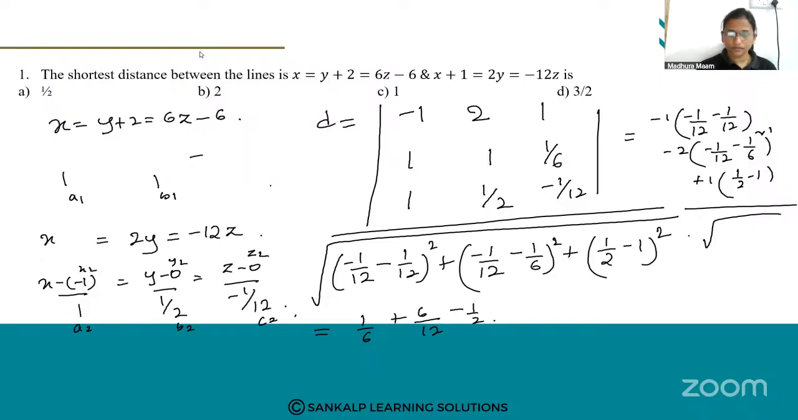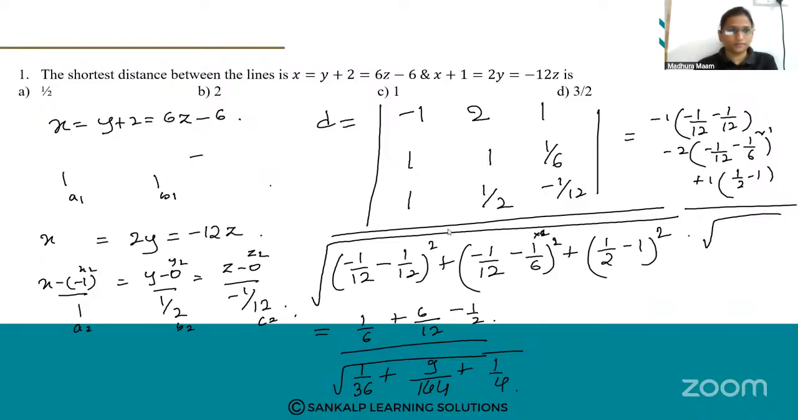Correct? And what do I get here? This is minus 2 by 12. That is 1 by 6. Square becomes 1 by 36. This is into 2. LCM is 3, and this is 9. This is 1. Correct? So 36 and 144, LCM should be 144.